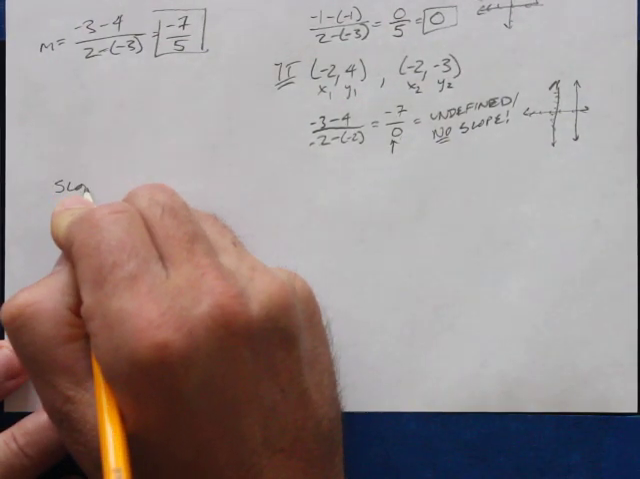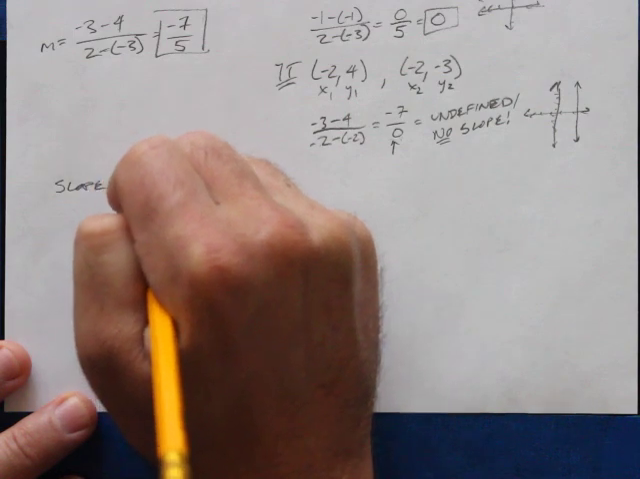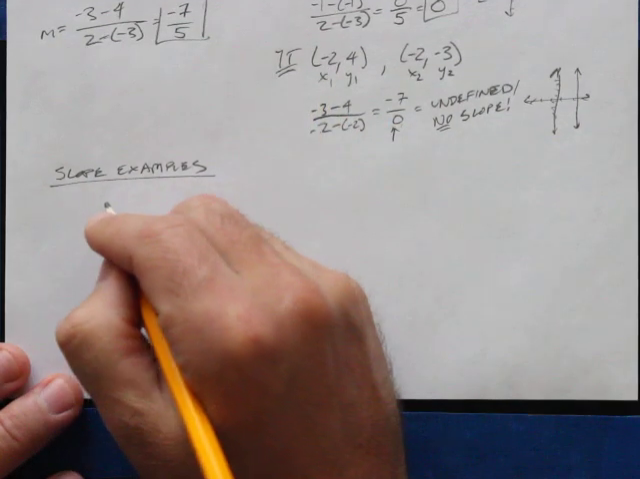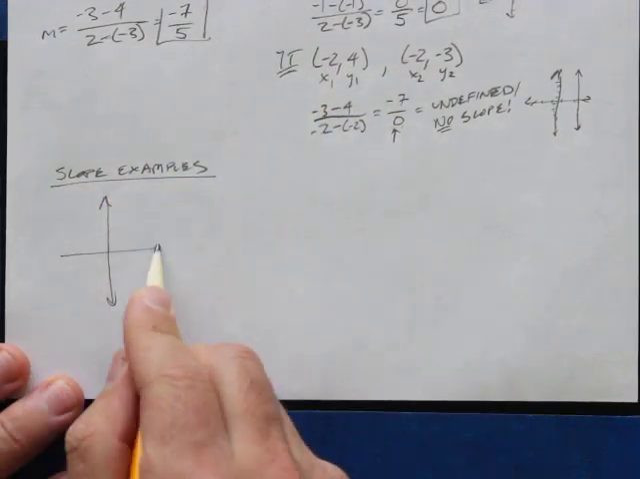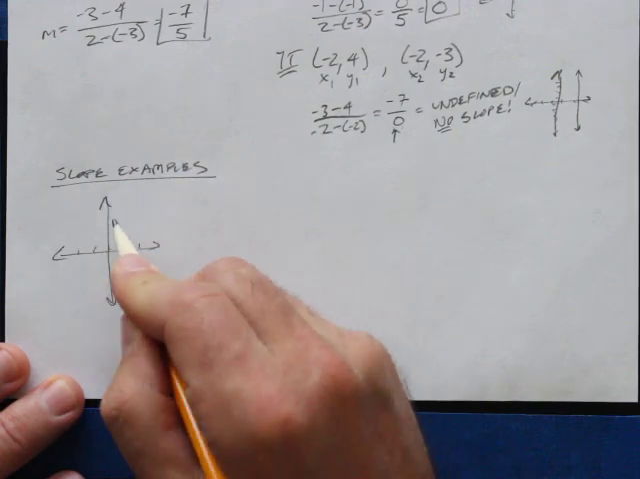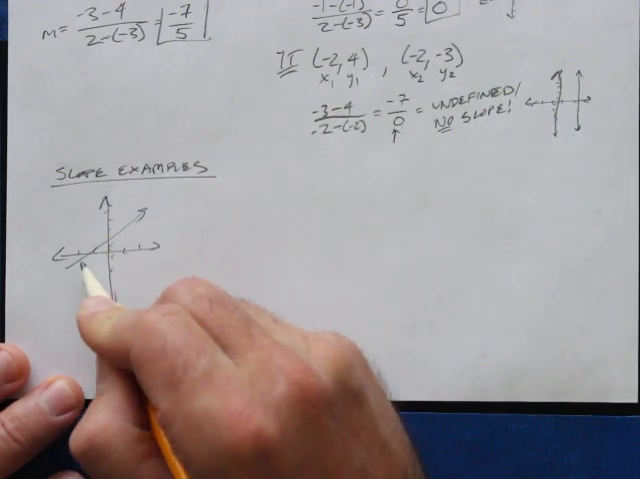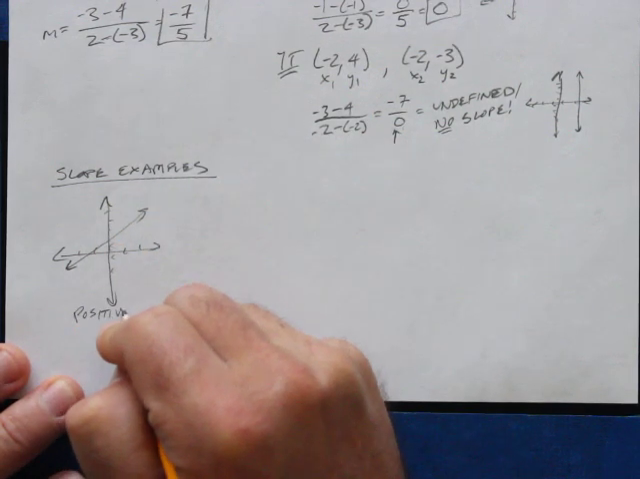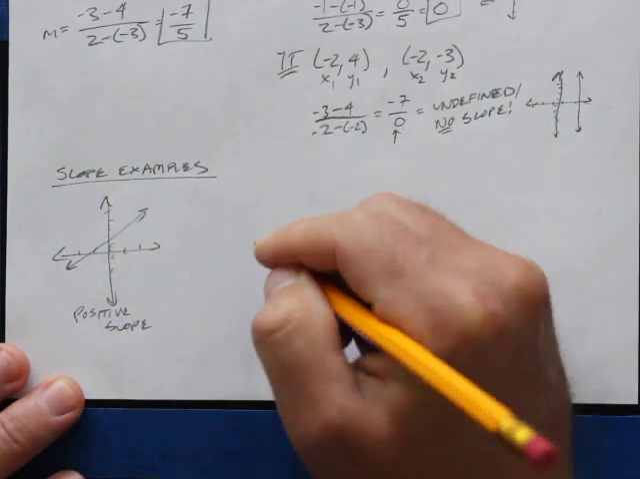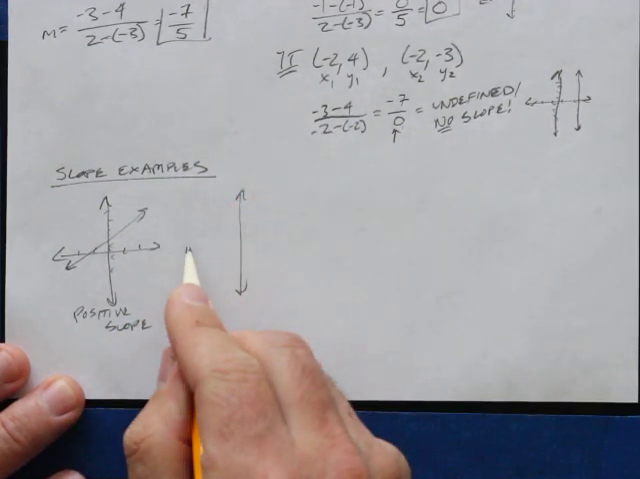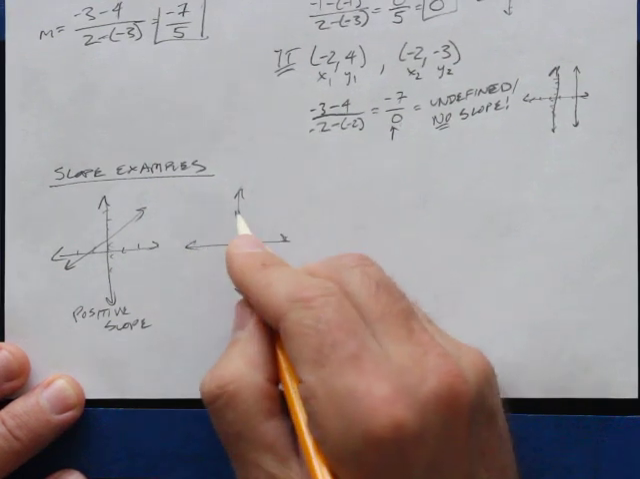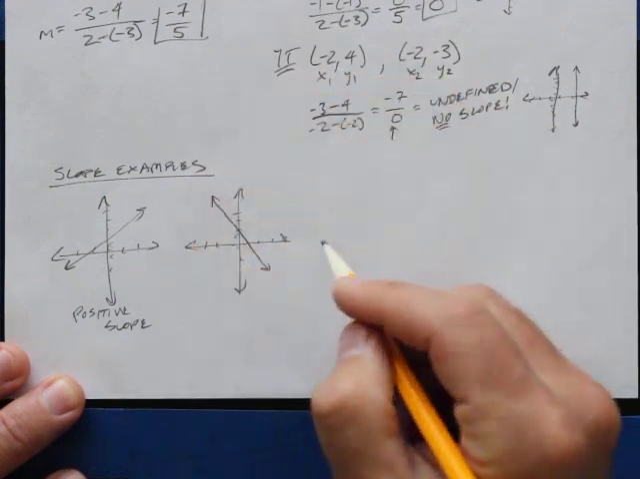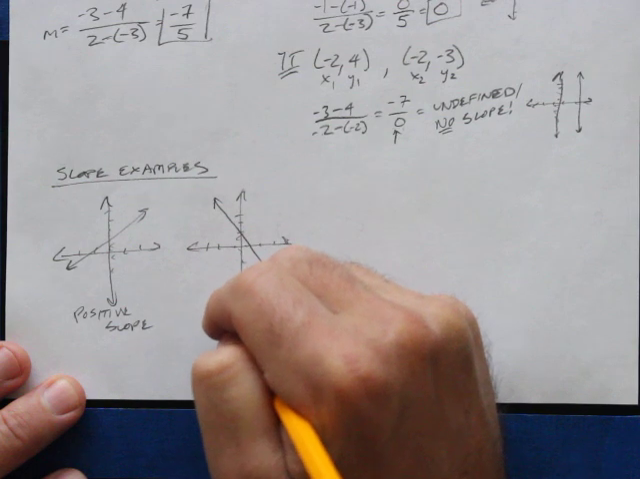Slope examples. So we're always reading left to right. Remember we said that a little bit before? So if I have a coordinate plane, and then I draw a line that goes like this, left to right, it's going up. This is a positive slope. Let's look at another one. I've got a line going this way. Left to right, my line is going down. This is a negative slope.